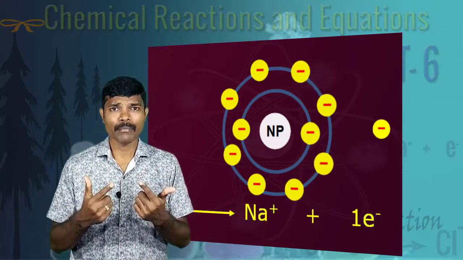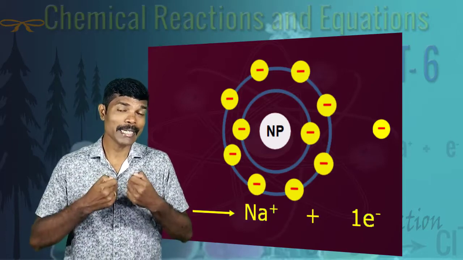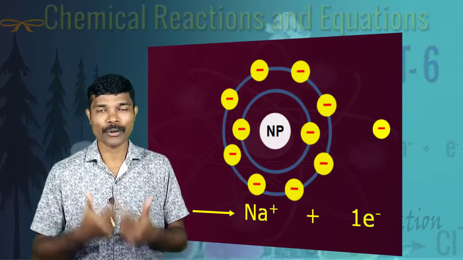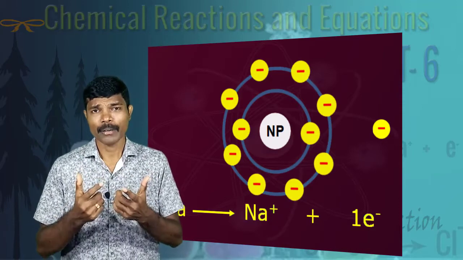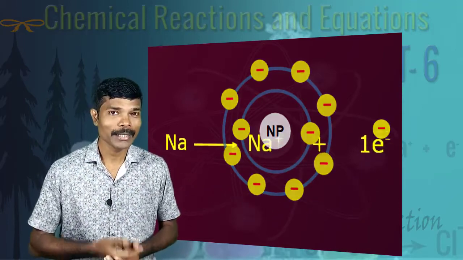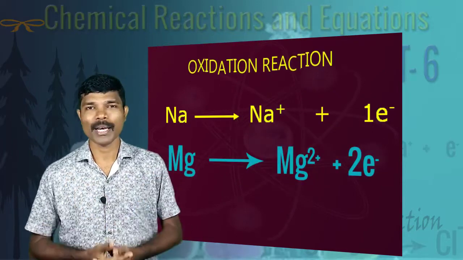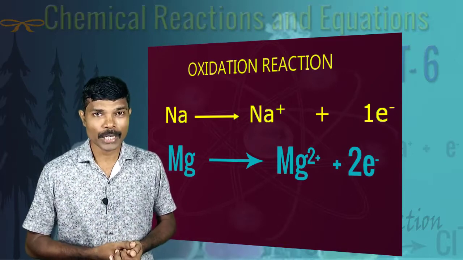So an atom loses or gains electrons only to get its stable configuration. So whenever an atom loses electrons, it gets a stable configuration. The reaction by which electrons are lost by an atom is known as an oxidation reaction. So sodium and magnesium are the elements which get a stable configuration by losing electrons.